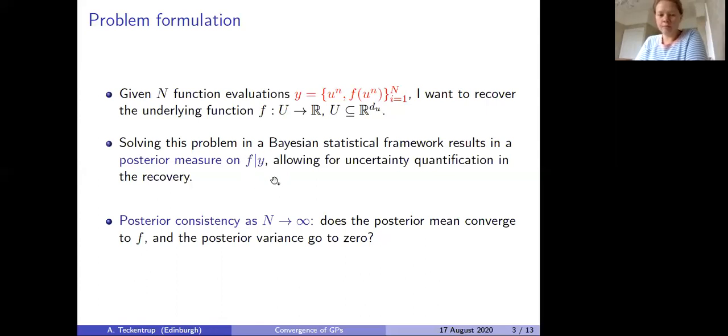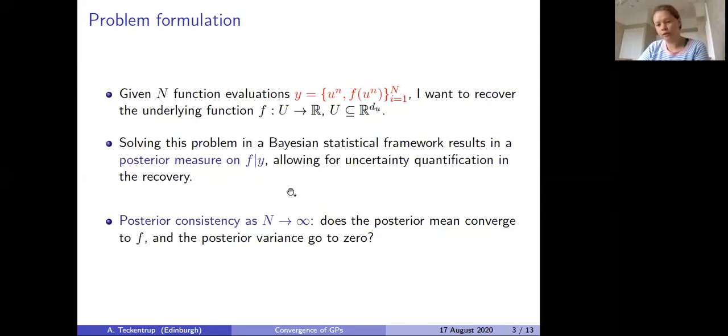As I said, because I'm solving it in a Bayesian statistical framework, my answer is a probability measure on f given y. And I'm interested in the questions whether the mean of this posterior recovers the true function f. So does the posterior mean converge to f? And does the posterior concentrate around my true f? So does the posterior variance go to 0? Okay, so that is the problem that I'm interested in solving.